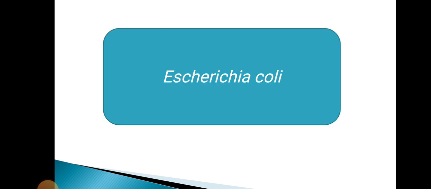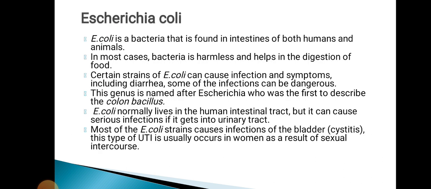First we will study Escherichia coli. E. coli is a bacterium that is found in the intestine of both humans and animals. In most cases, the bacteria are harmless and help in the digestion of food. Certain strains of E. coli can cause infection and symptoms, including diarrhea. Some of the infections can be dangerous. This genus is named after Escherich, who was the first to describe the colon bacillus.